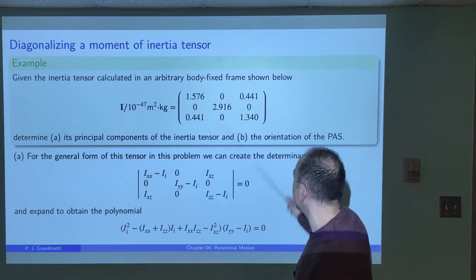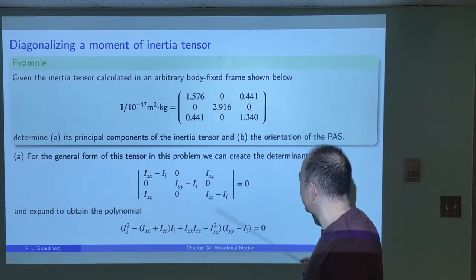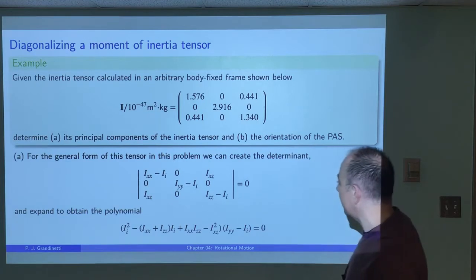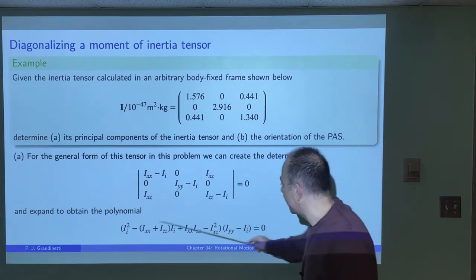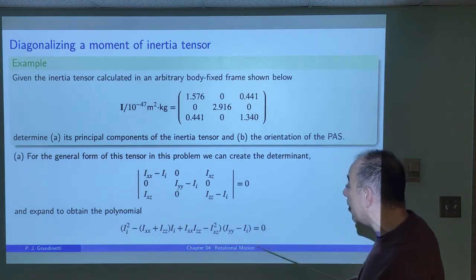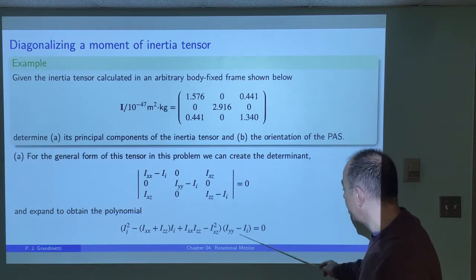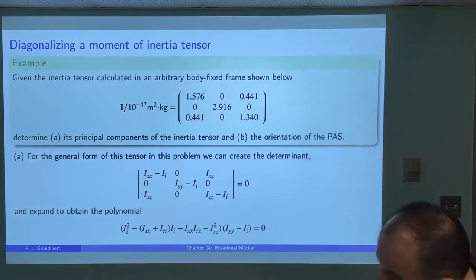determinant. Now, I'm going to take advantage of the fact that I know that these are zero here, so I'm going to set up the determinant like this, and I'm going to expand it out. I'm going to get this polynomial. And right away, you can see that one of the roots is going to be pretty obvious. We'll go to the next slide here.